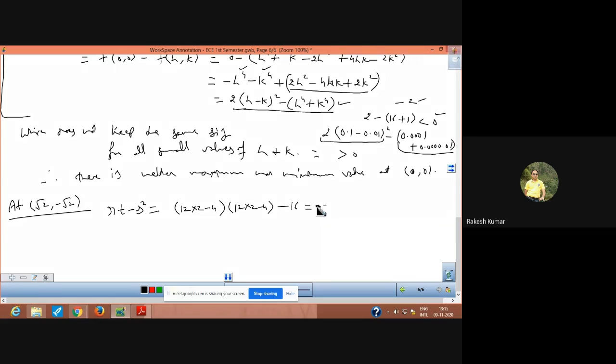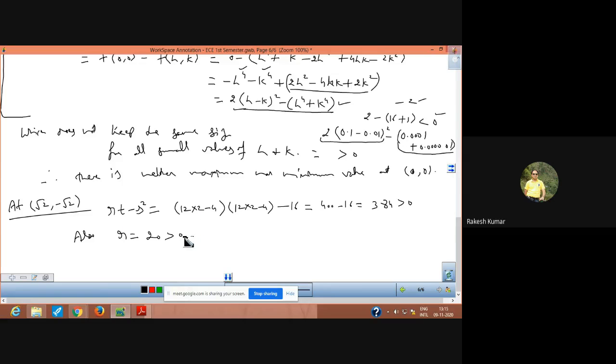Minus 16 you have to evaluate, and this value comes out to be 12 twos are 24 minus 4, 20. 20 into 20 is 400 minus 16, that is 384. Now this value is bigger. Also we need to check r at this point, and this comes out to be 20.